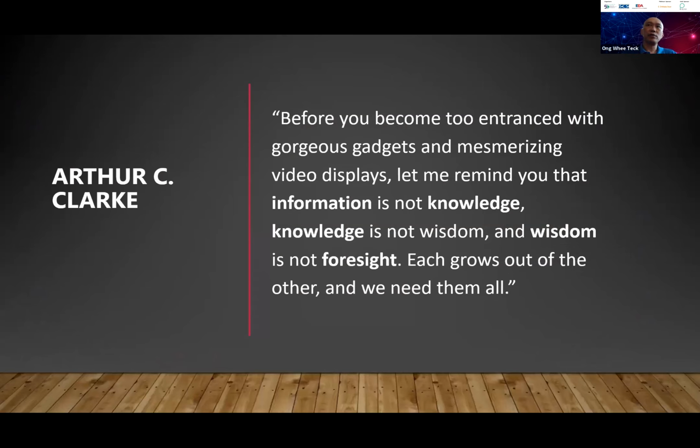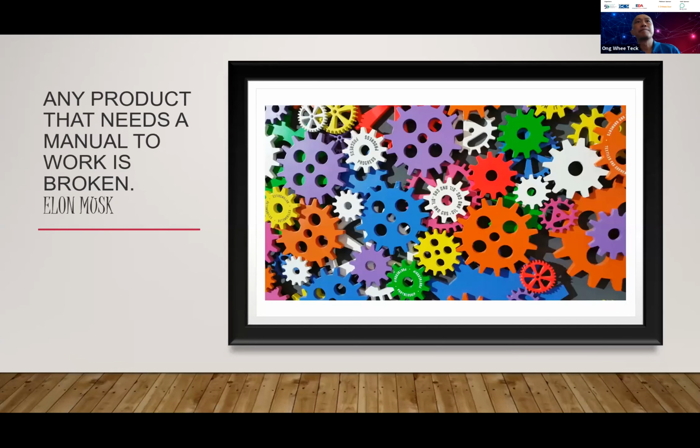Before you become so entranced with gorgeous gadgets and mesmerizing video displays, let me remind you that information is not knowledge. Knowledge is not wisdom. Wisdom is not foresight. Each grows out of the other, right? We need them all. But don't forget, ultimately, as an enterprise architect, what are you architecting? You're architecting the future for your organization. You're not even architecting for the present. So you need to think about what information you need to create the knowledge you need in order to create the wisdom you need, so that you can think about the foresight in order to create a future for your organization.